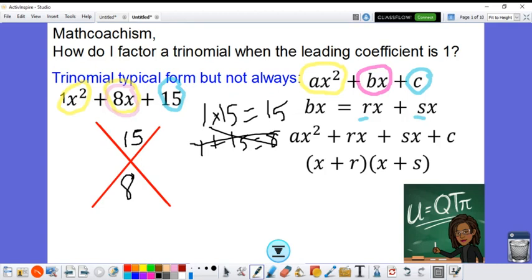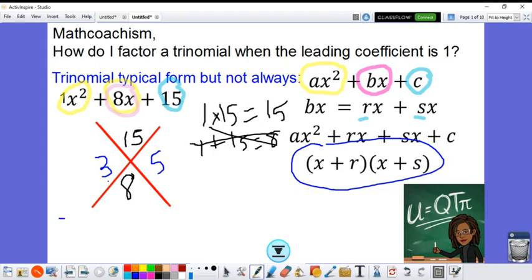Think about it. Yes, that's right. 3 and 5. 3 times 5 is 15, and 5 plus 3 is 8. So that would be the correct factors that we're looking for. So how do we write that? How do we write our trinomial factors? If we look here, it tells us the quantity of x plus r times the quantity of x plus s is how we would write our factors out.